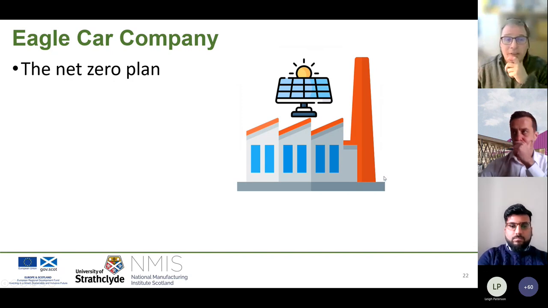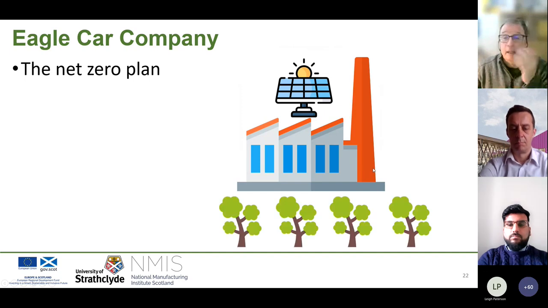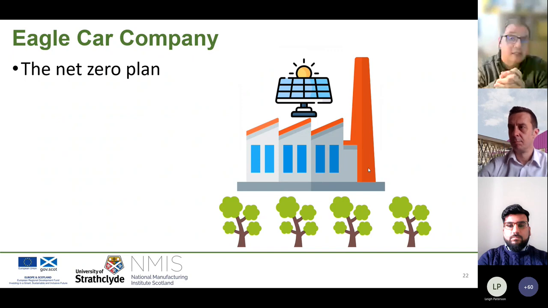They also go, well, that's great, but some of our processes or forging, we've got clean energy coming in from our solar panels, but we're still not going to balance it out unless we look at a carbon offset. And this is where they plant trees. Now, planting trees sounds a great idea. The challenge is you don't immediately get the value of planting trees.